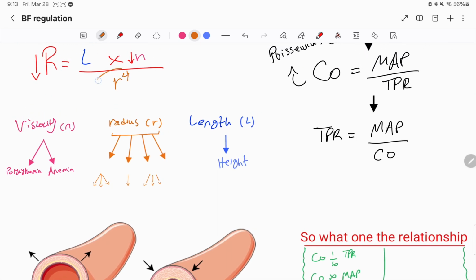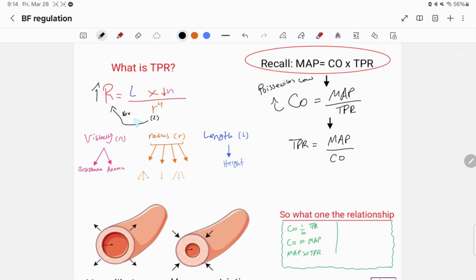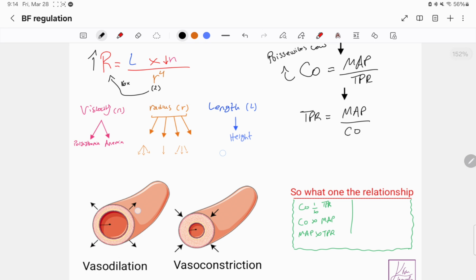And I'll tell you why. Look at this equation. What is this raised to? It's raised to the power of 4. Let's imagine that we have a value for radius as 2. Because this is raised to the power of 4, this will have a 16-fold effect on the resistance. You will see that radius and resistance are inversely proportional. So if my radius decreases by 2, because it's raised to the power of 4, that will increase my resistance by 16 folds.